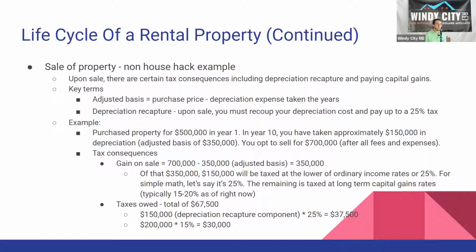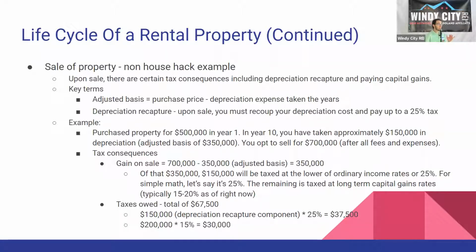Now, in terms of the tax consequences, your gain on sale is going to be the $700,000, which is what you sold it for, minus your $350,000, which is now your adjusted basis. Of that $350,000, $150,000 will be taxed at the lower of your ordinary income rate or 25%. For this math, I'm just going to assume 25%. And then the remaining is going to be taxed at the long-term capital gains rates because you've held it longer than a year. Right now, that's about 15 to 20%.